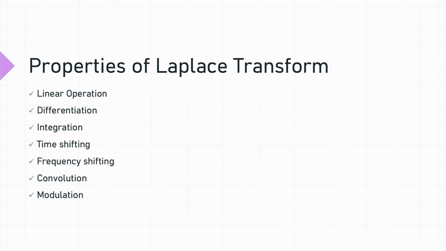Now let's look at what the properties of the Laplace transform are. The properties of the Laplace transform are similar to what we have learned in chapter 3, which is the same as the Fourier transform. For example, linear operation, differentiation, integration, time shifting, frequency shifting, convolution, and modulation. All of this you are actually familiar with when we discuss the Fourier transform.